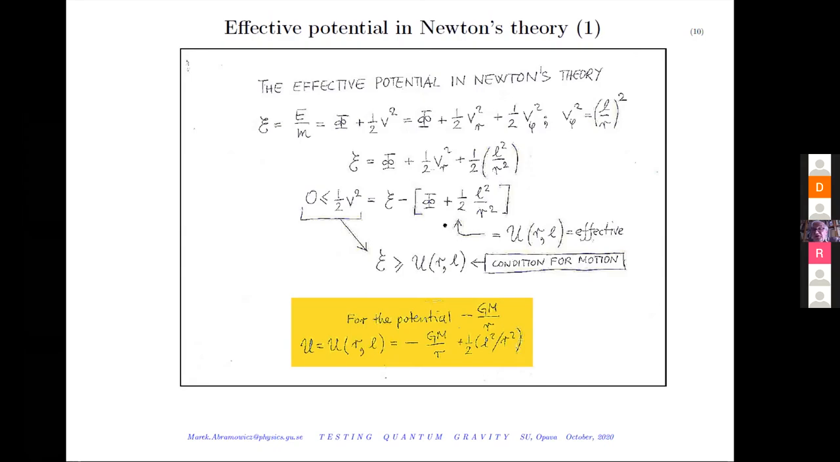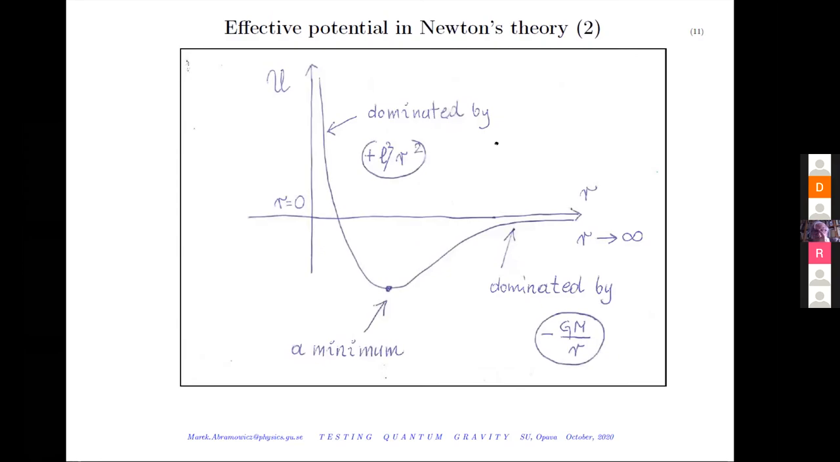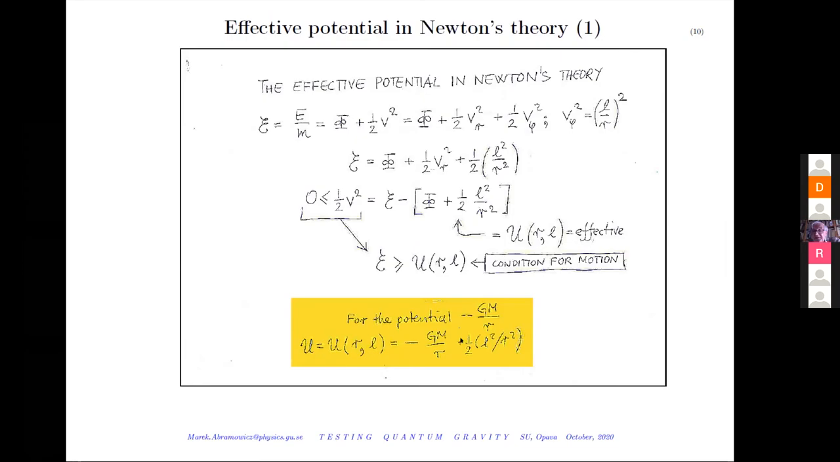And the effective potential for the potential minus GM over r is this, but in general it is potential energy, whatever the potential is, plus one half of angular momentum squared divided by r squared. And then of course, because this is non-negative by nature, the condition for motion is given by this formula. So that is for this potential. The effective potential is given by this formula.